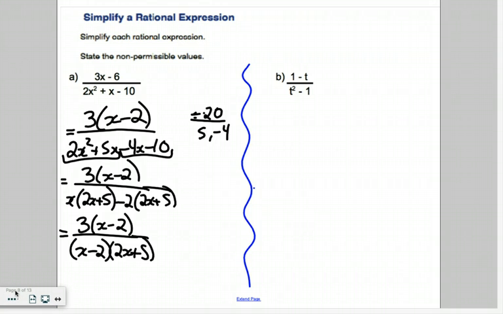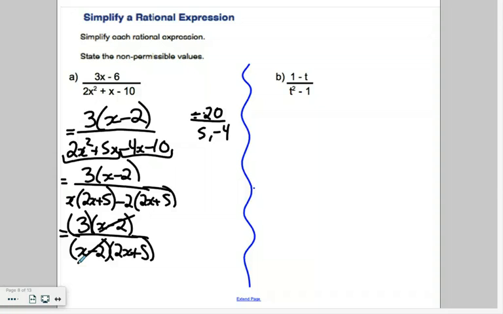Is there a common factor in both the numerator and the denominator? In this case, yes, the x minus 2. The x minus 2 is a common factor in both numerator and denominator. So the x minus 2's can be canceled. But before we fully cancel them, we also would like to state what our non-permissible values are.